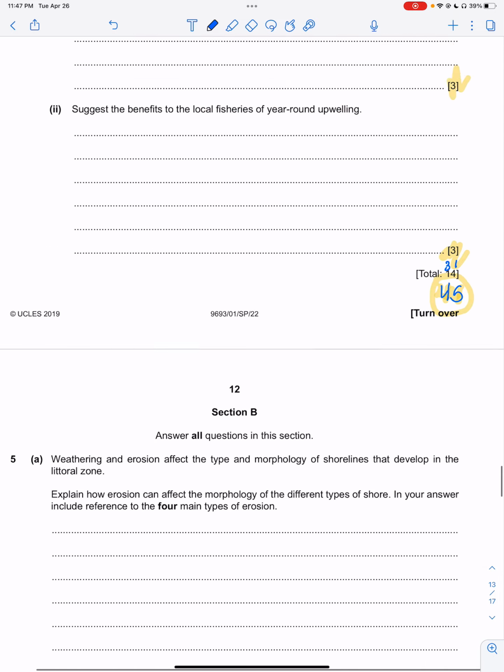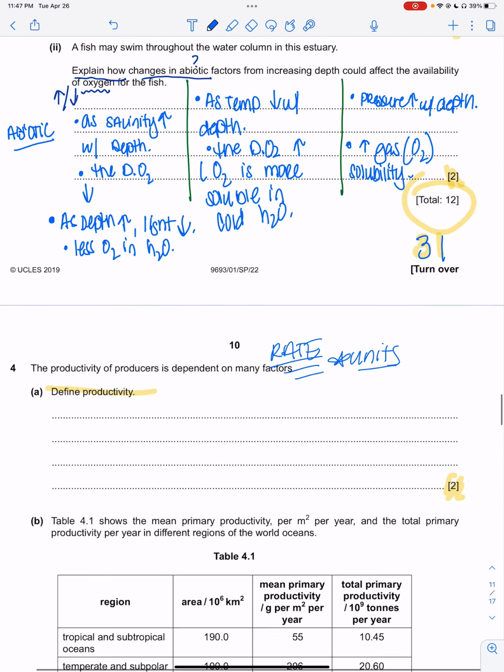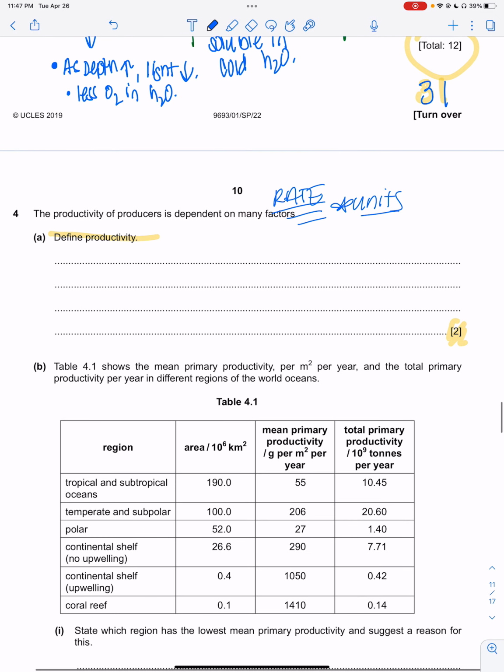Oh my gosh, I'm so tired. Okay. I'm going to finish this in the morning because I'm just a poor soul right now. But I'll do productivity, just to maintain it.